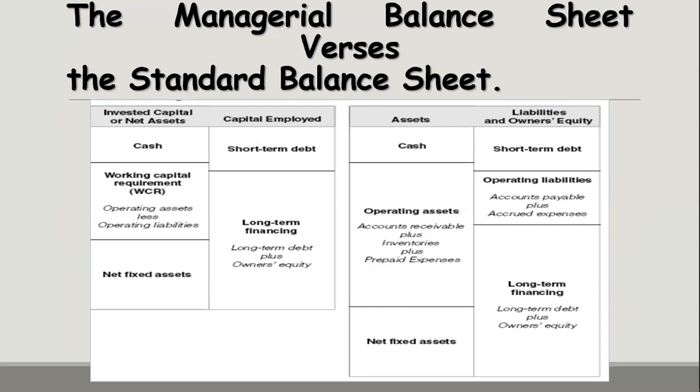On the other side, as part of the standard balance sheet, we have assets that include cash and operating assets. Operating assets include accounts receivable plus inventory plus prepaid expenses, and net fixed assets. On the other side, we have short-term debt, operating liabilities that include accounts payable plus accrued expenses, and thereafter long-term financing that includes the long-term debt plus owner's equity.